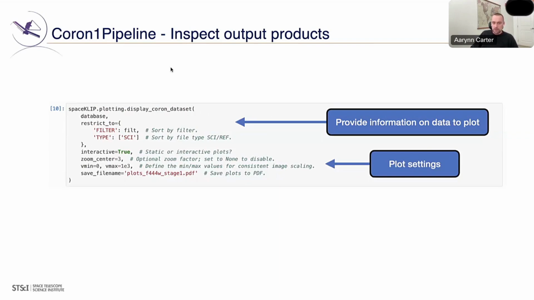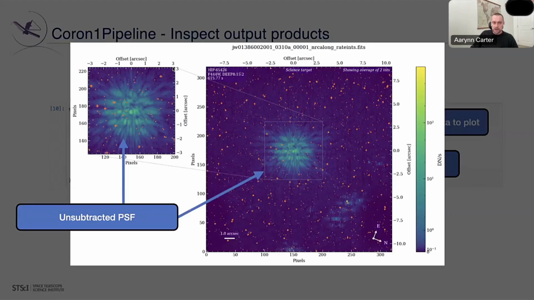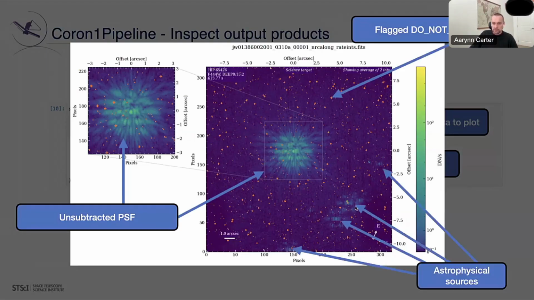So we can take a look at what the data look like, and here is our unsubtracted PSF right in the middle and zoomed in on the left. And then there's some other stuff we're seeing in this image as well. In orange, we have all of these flagged do not use pixels. So these are things that we don't trust, from the telescope perspective, in terms of the quality of the data in those pixels. And then you can also see some astrophysical sources in the image as well, these 6-pointed sources.